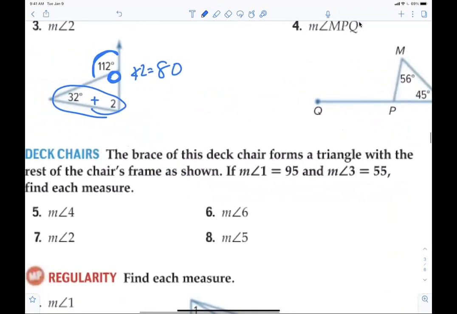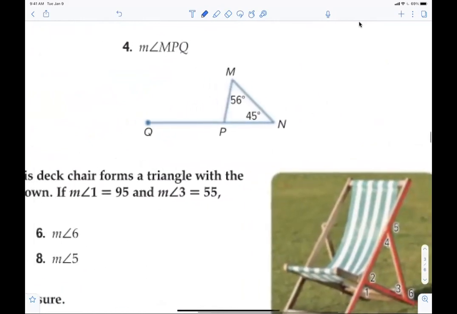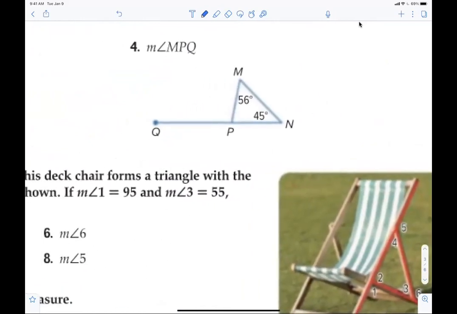How did you get that? What, Marin? The exterior angle adds up to these 2 angles. 112 is equal to 32 plus angle 2. Just like over here, MPQ. MPQ is going to be what? 101. Is that correct? Right, because this is the exterior angle and it's equal to those 2 every time.